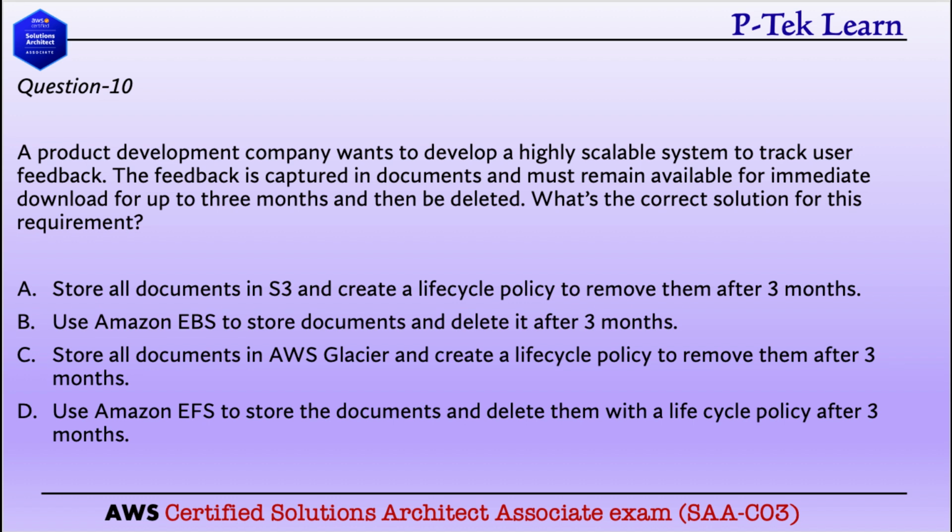So in S3, we can store all the documents and we can create lifecycle policies which will automatically delete the documents after 3 months. Option B, use Amazon EBS to store documents and delete them after 3 months. EBS storage is not the right option here because the documents need to be stored in a highly scalable system as per the requirement. Option C is incorrect since the records must be available for immediate download, which is not possible with Amazon Glacier storage.